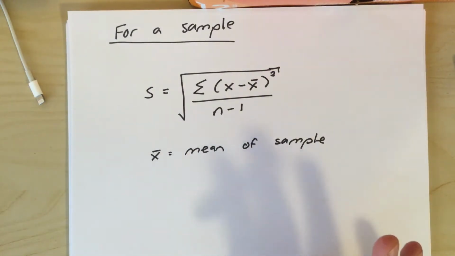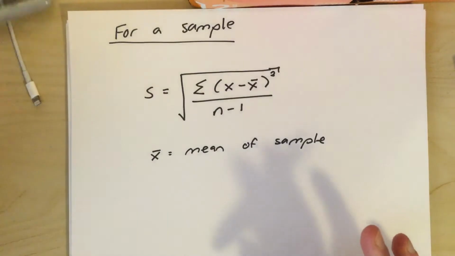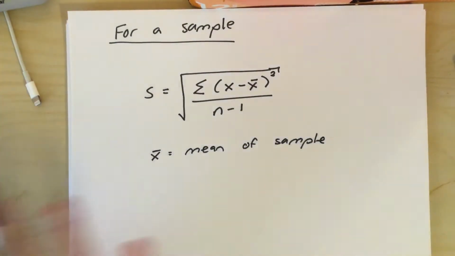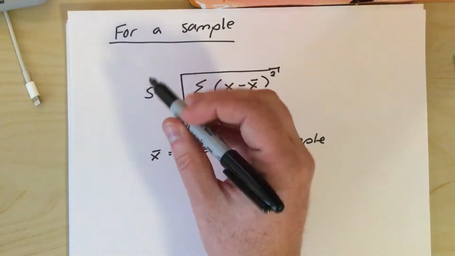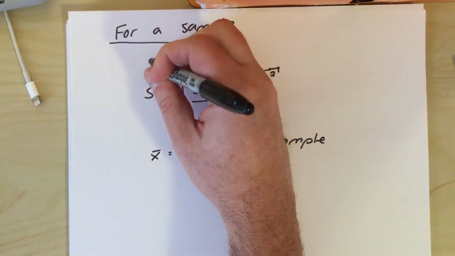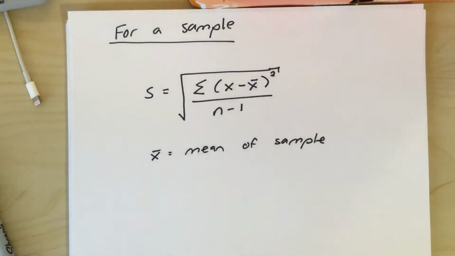I'm not going to really explain this. We're just going to accept it for now. I will be explaining it later. For a sample, instead of doing a sigma, so sigma was the standard deviation of a population.